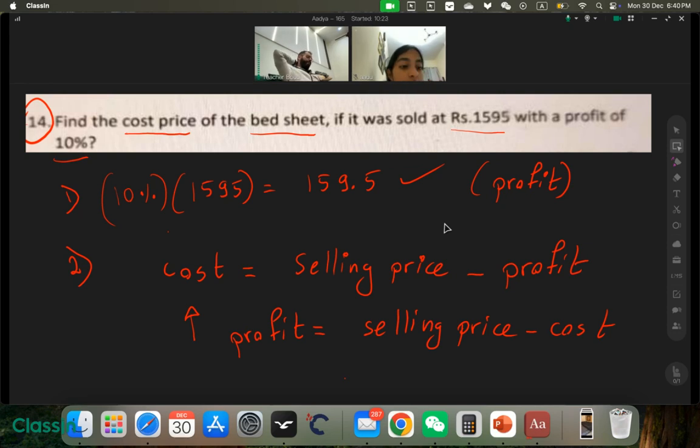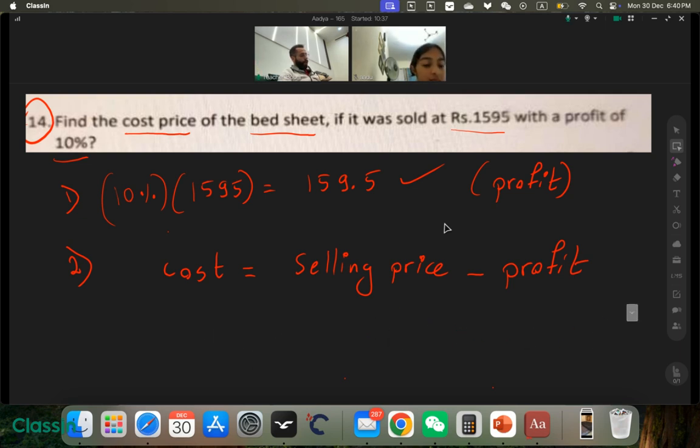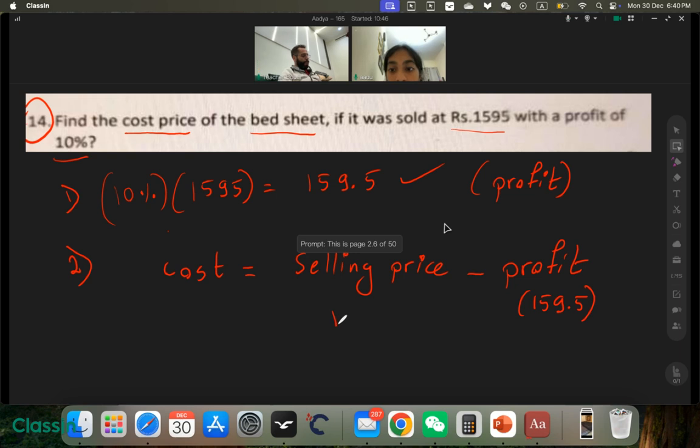So the cost is the selling price minus the profit. Same thing, profit is equal to selling price minus cost. How much was the profit? So now we want the cost. We don't want the profit. We got the profit, and it's 159.5. And what's the selling price? 1595. So now the cost. What is the cost?